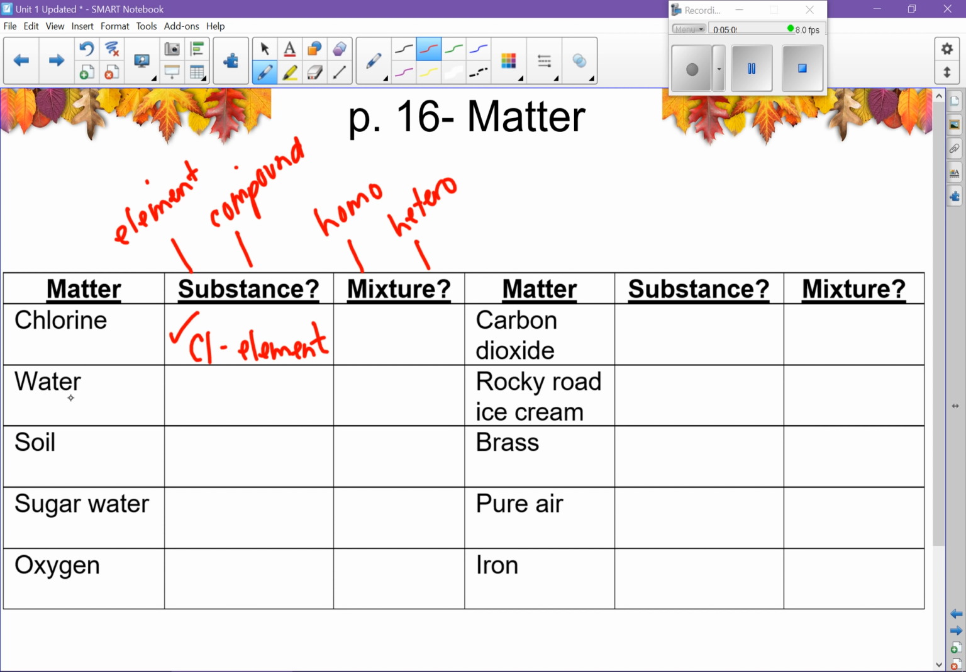Next, if I think about water, water is pure. There's nothing else in it. So it's this. Then I have to decide element or compound. Since I know that water is H2O, it's two elements. That makes it a compound.